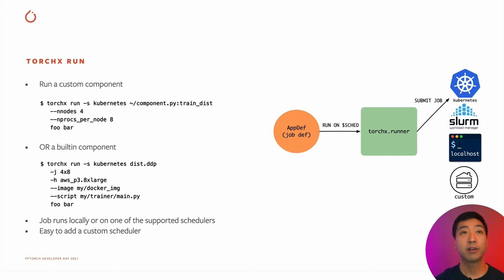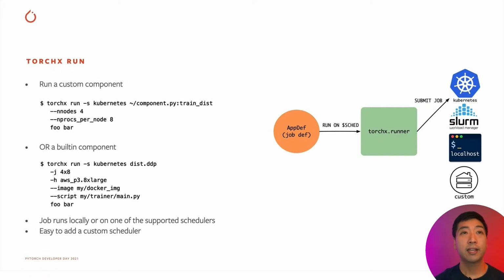The TorchX runner has integrations to popular schedulers like Kubernetes and Slurm, and it also includes a local host mode to help you quickly iterate on your components and applications on your local dev desktop. It's also easy to add a custom scheduler by implementing a few methods in the TorchX scheduler interface.